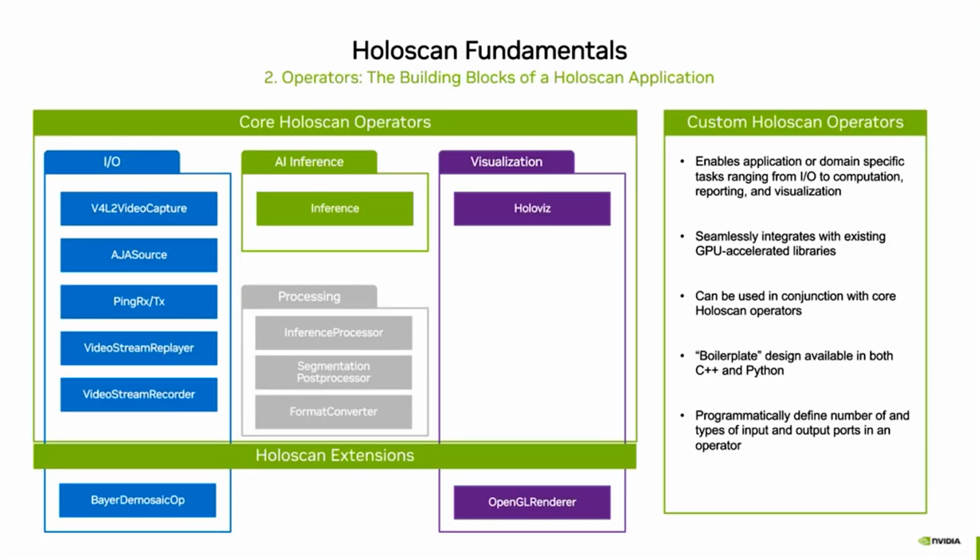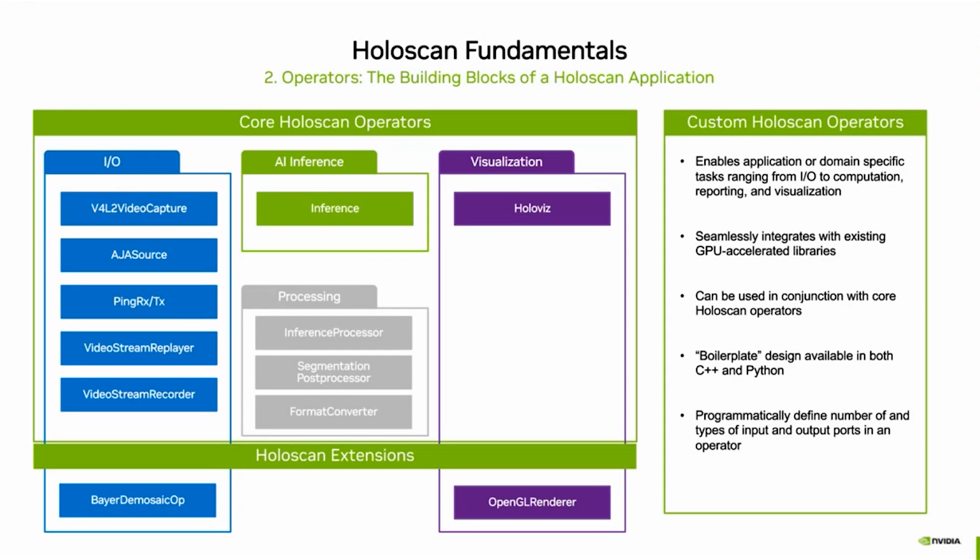Next, let's dive into details of operators, the core Holoscan SDK building block. Core Holoscan operators are provided for I/O, compute processing, visualization, and AI inferencing. Holoscan extensions add capabilities to the core of the SDK, such as support for Bayer demosaicing from imaging sensors, and OpenGL for rendering, in addition to the core Vulkan renderer.